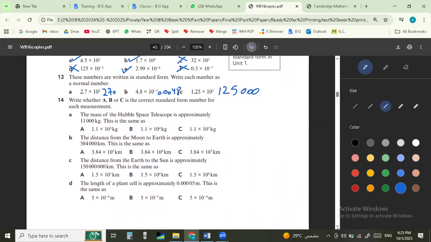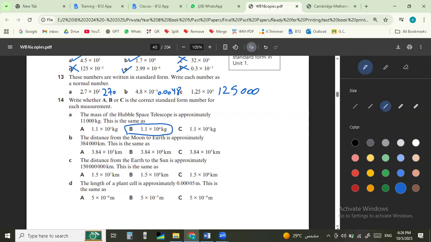Write whether A, B, or C is the correct standard form for each measurement or not. They want here 11,000 in standard form. I need it to be 1.1, so it is 1.1 times 10 to the power of, I need to move it here. How many digits? 1, 2, 3, 4. So 4 digits to the left, it is 10 to the power of 4. If you multiply 1.1 by 10 to the power of 4, it's going to give you exactly 11,000.